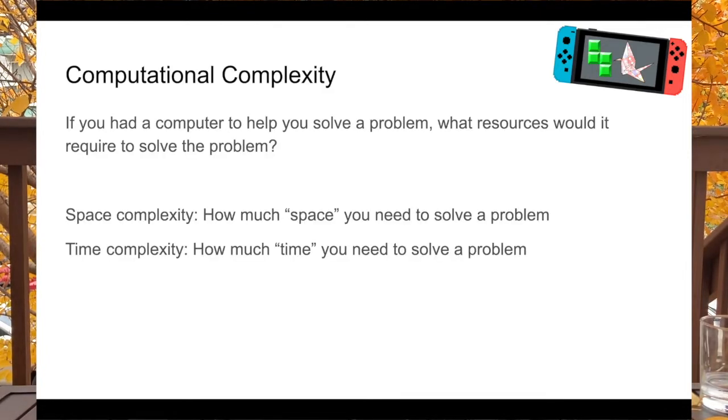One of the most common approaches to this is to consider if you had a computer to help you solve the problem, what is the minimum amount of resources the computer would need to do it for you? Well, in general, we consider two resources that a computer might need. One is time. Some problems just cannot be solved in a small amount of time, and those problems are considered to have high time complexity. Alternatively, sometimes a computer needs a lot of space or memory in order to solve a problem. Those problems that require a lot of space have high space complexity.